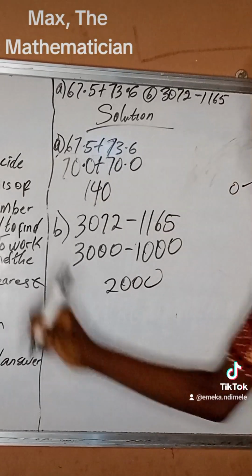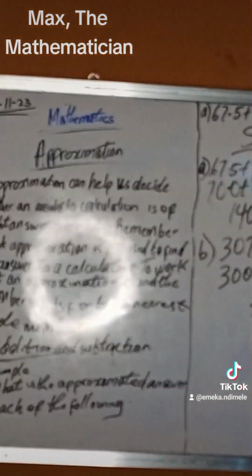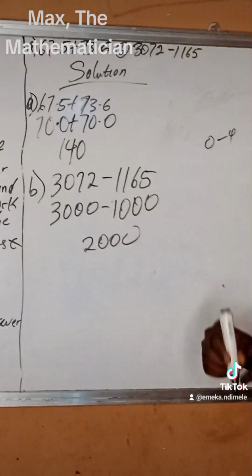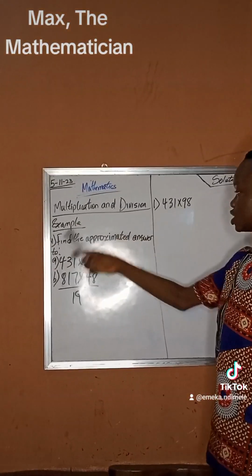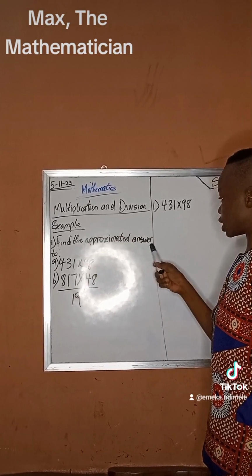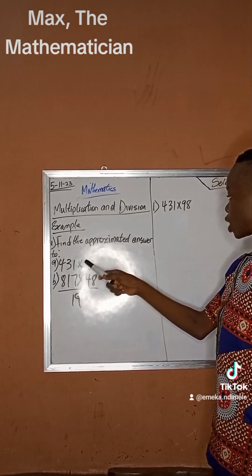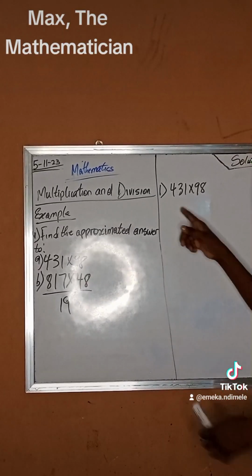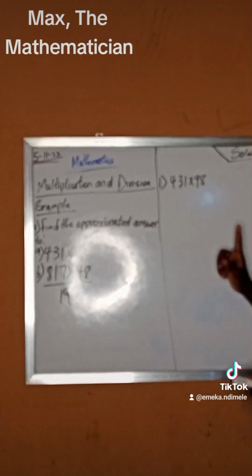So we just did approximation involving addition and subtraction. So let's involve multiplication and division. We are entering into multiplication and division. Let's take some examples. Find the approximated answer to 431 times 98. So we first approximate each of them to one significant figure.